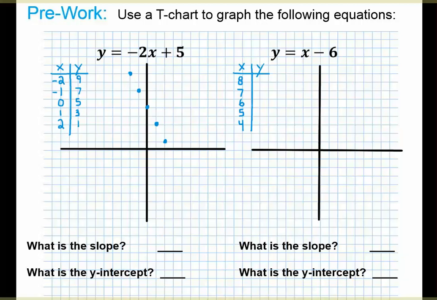So 8 minus 6 is 2, 7 minus 6 is 1, 6 minus 6 is 0, 5 minus 6 is negative 1, 4 minus 6 is negative 2. So I just need to plot those. 1, 2, 3, 4, 5, 6, 7, 8, comma 2, 7, comma 1, 6, comma 0, 5, comma negative 1, 4, comma negative 2. So those are the points I come up with. And then if I'm ahead of you, feel free to pause me at any point in time, because you should be coming up with this on your own.